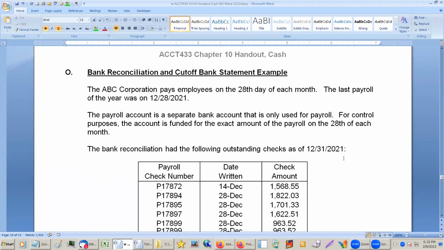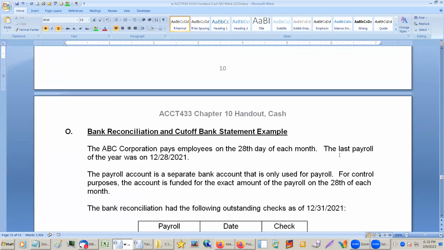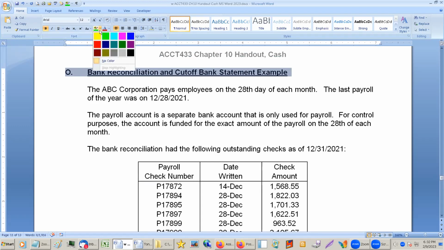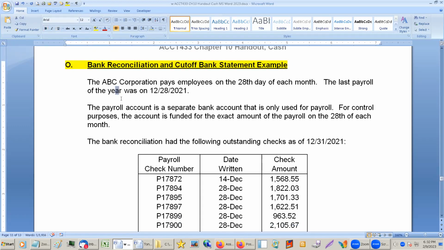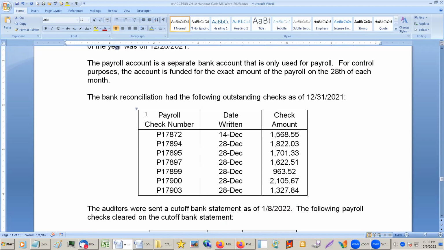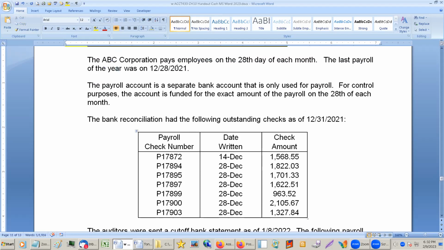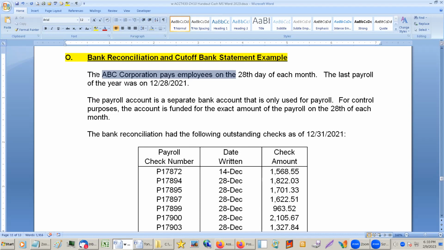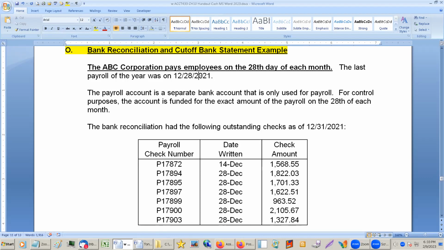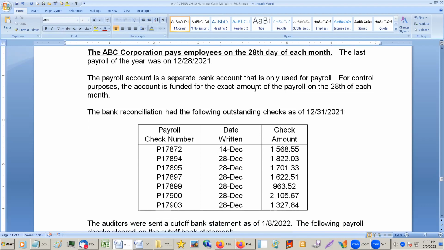Okay, what I like to do is move on to, let's go down to page 11. Actually, my page numbers might be messed up. Go down to this one. Bank reconciliation, cutoff bank statement example. Okay, so you're going to do this audit, and they tell you that the ABC Corporation pays employees on the 28th day of each month. The last payroll of the year was on 12/28/2021, I'm sorry. Got that wrong.